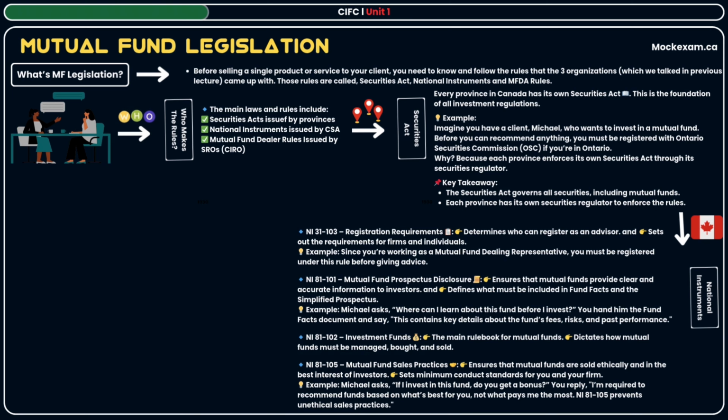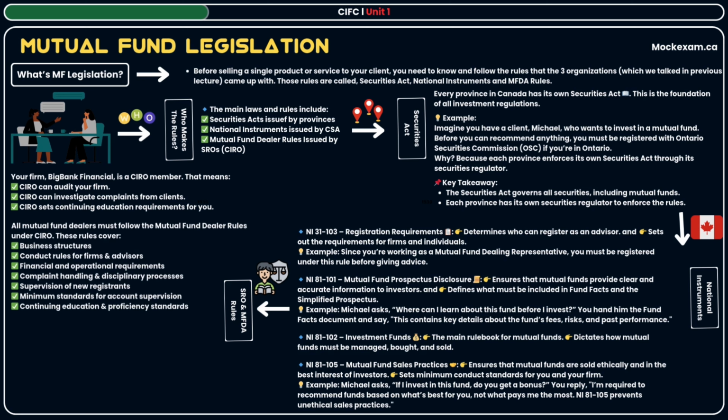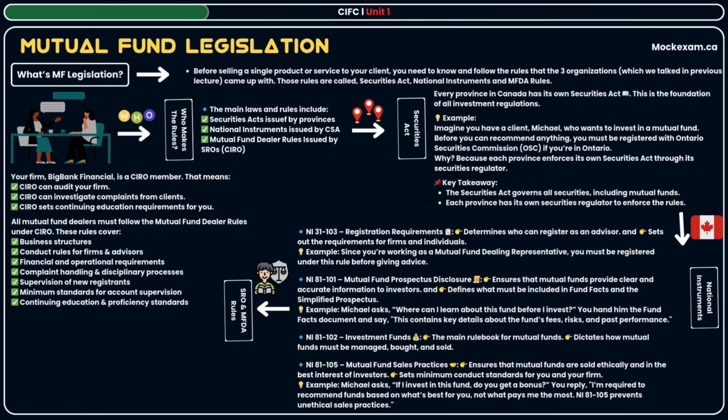But let's get to the MFDA rules. All mutual fund dealers must follow the mutual fund dealer rules. What do I mean by mutual fund dealer? I mean the financial institutions that only sell mutual funds. These are called mutual fund dealers. Okay. So these financial institutions have to follow not just the Securities Act, not just national instruments, but also the MFDA rules. So what do these rules cover?